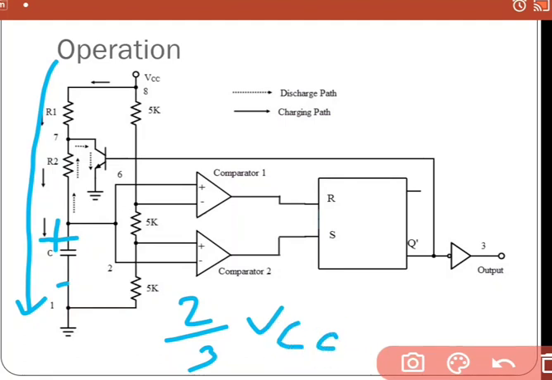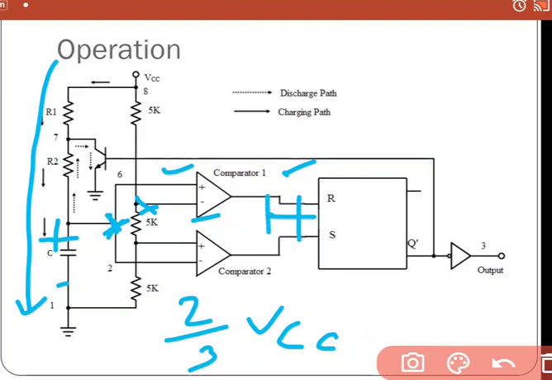Now when the voltage of this capacitor reaches 2/3 of VCC, what will happen? Look carefully at this comparator 1. What is the voltage here? Here the voltage is 2/3 of VCC, and the other terminal is connected here. When this voltage is greater than 2/3 VCC, then comparator 1 will come into action. The non-inverting terminal voltage will be greater than the inverting input terminal voltage if this node voltage goes beyond 2/3 VCC. So in that case, it will become high.